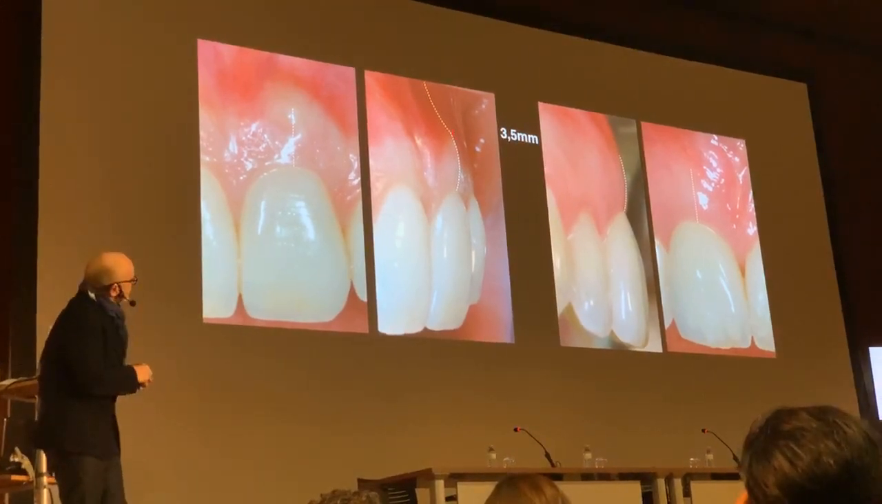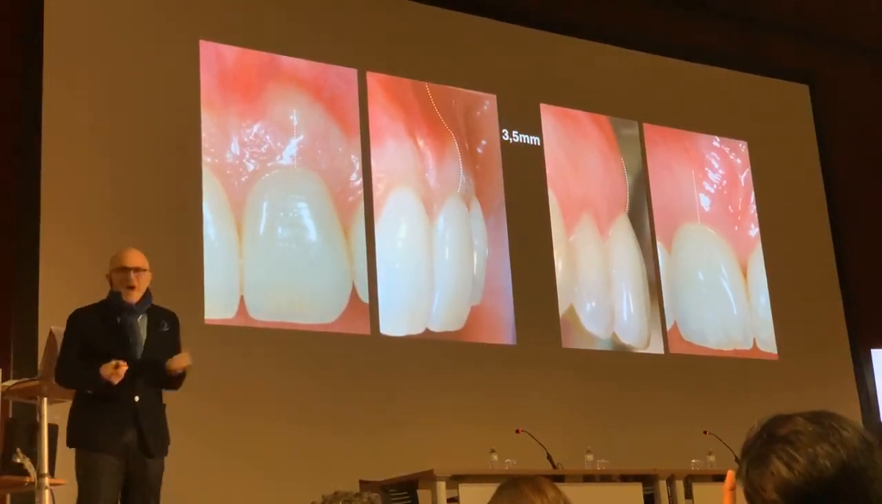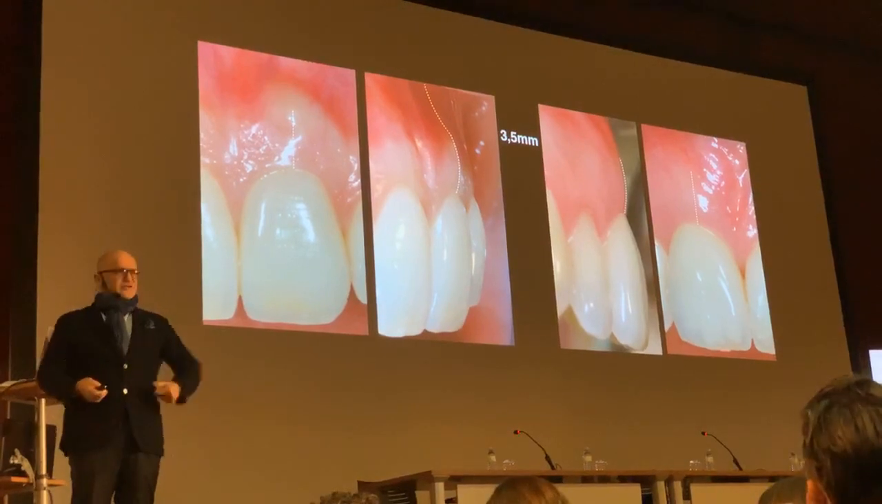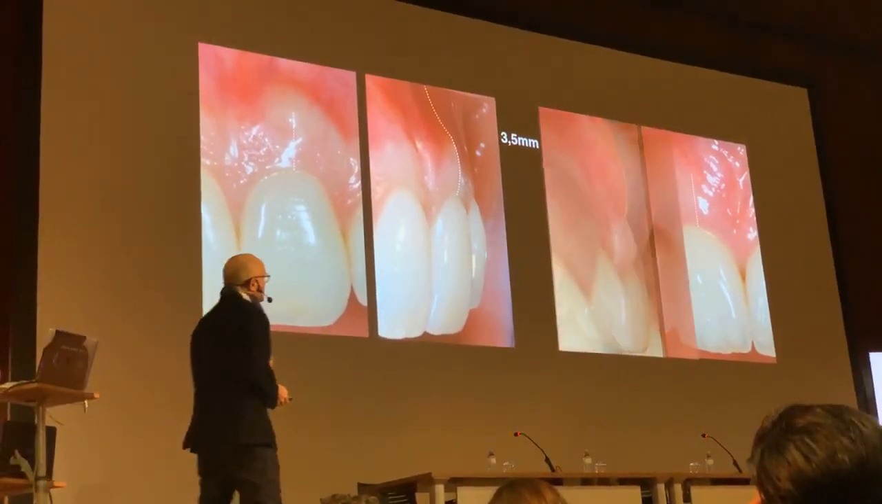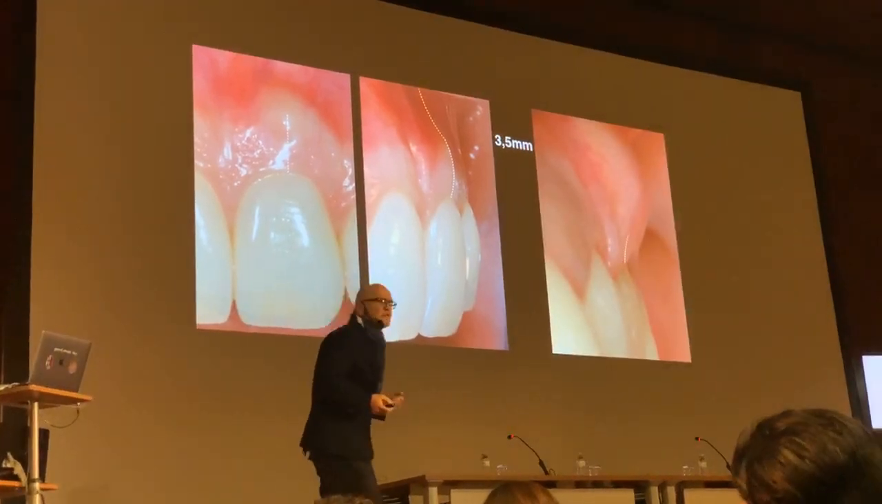Why? The convexity is where there is no bone. So why do we have to augment the bone in order to give aesthetics to my patient? And so, what is this? Do you like this?